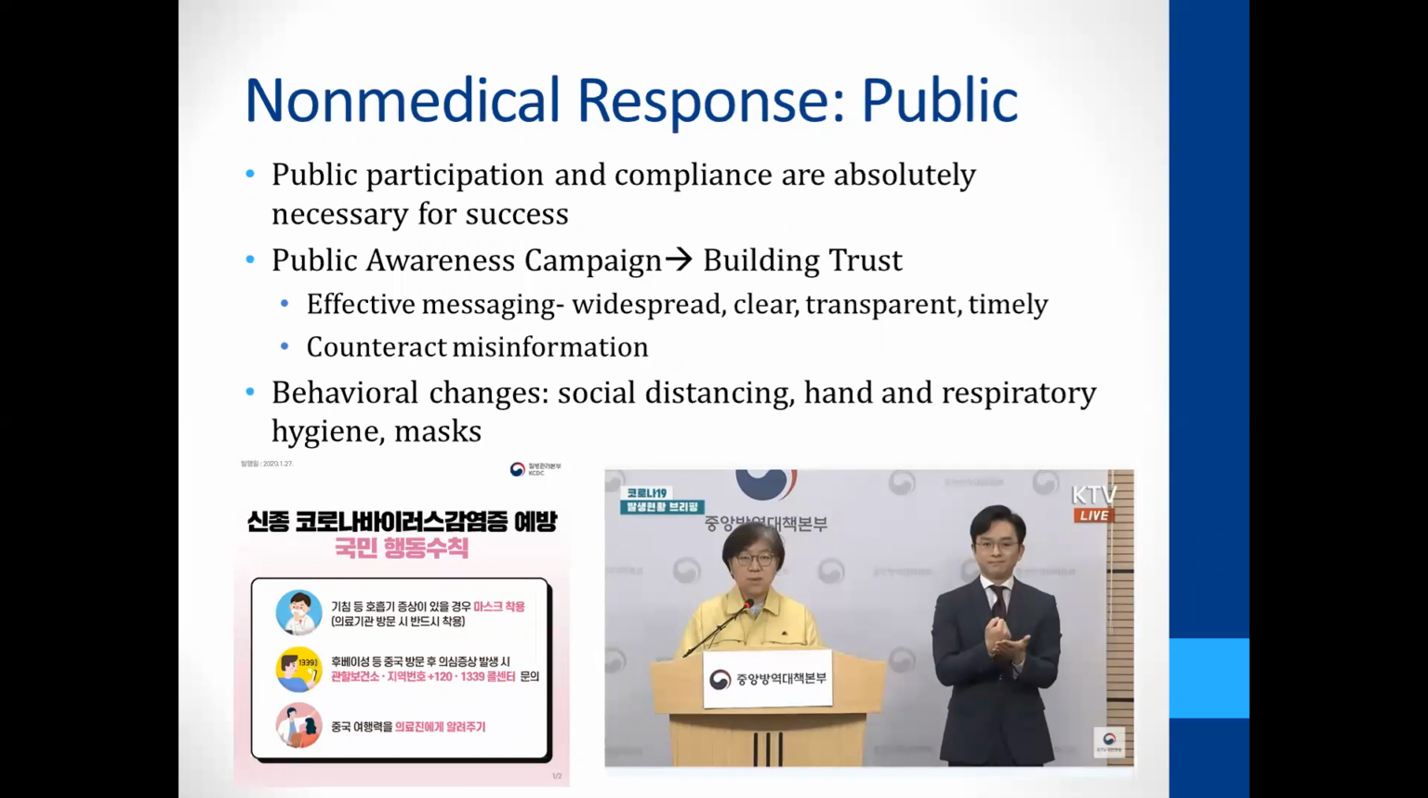Also important was the early effort to combat the infodemic, the spread of misinformation that only serves to confuse the public and disperse the focus from the true enemy, COVID-19. The result was a high level of trust in the government's actions, and this translated into better compliance.